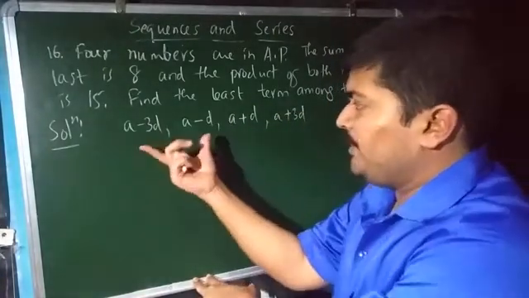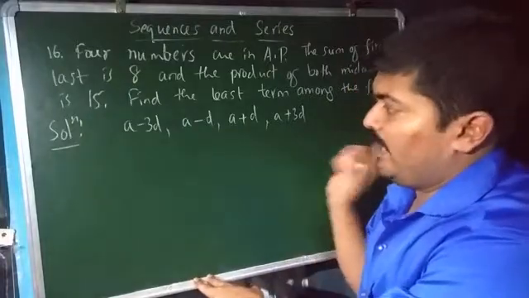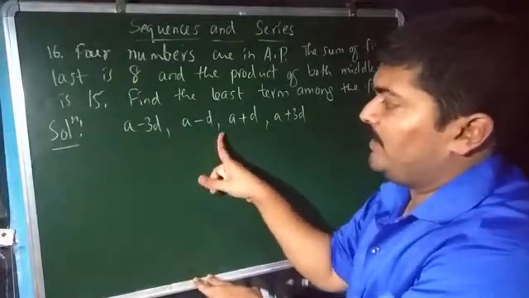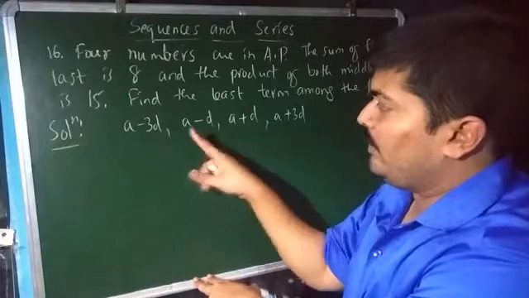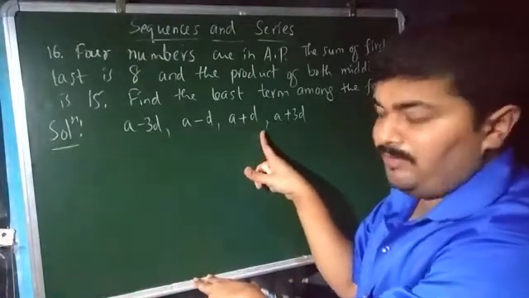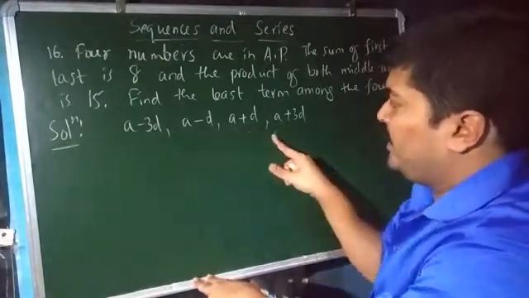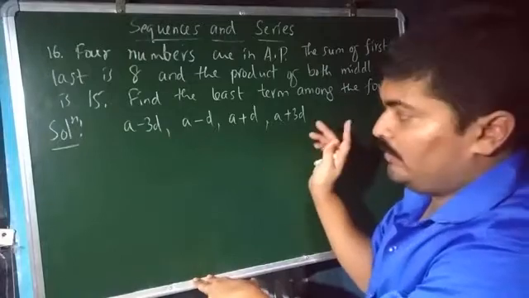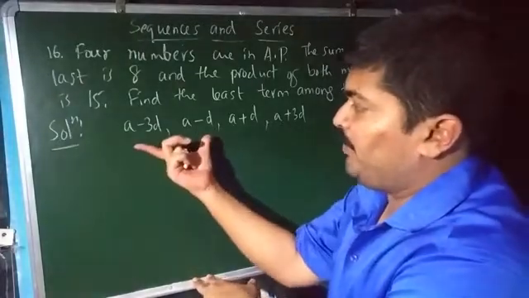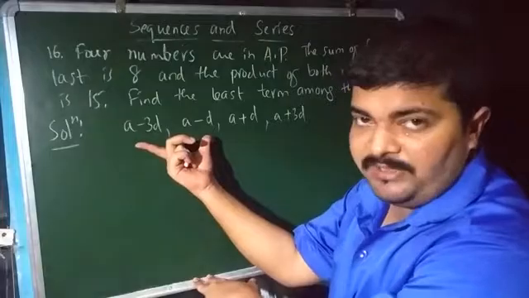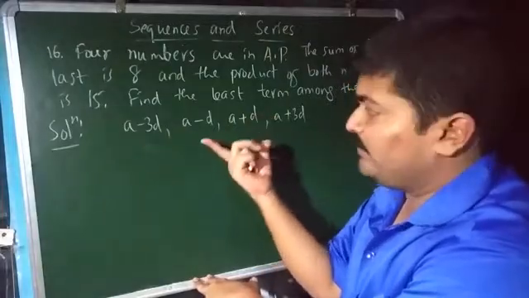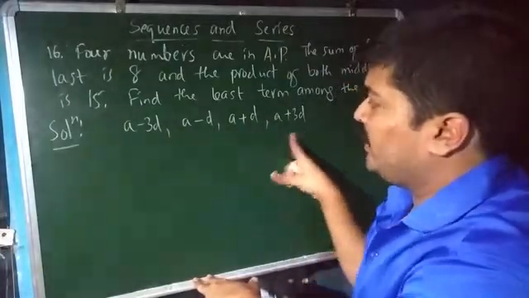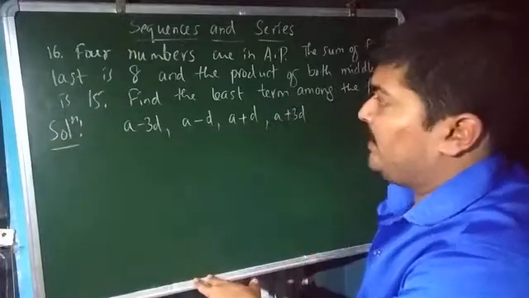Now, check whether this entire sequence is an AP or not. What is the common difference between these two numbers? That is equal to 2d. What is the common difference between these two numbers? That is equal to 2d. And between these two numbers? 2d only. So each and every pair of consecutive numbers has the common difference 2d, isn't it? So this sequence is an arithmetic progression.